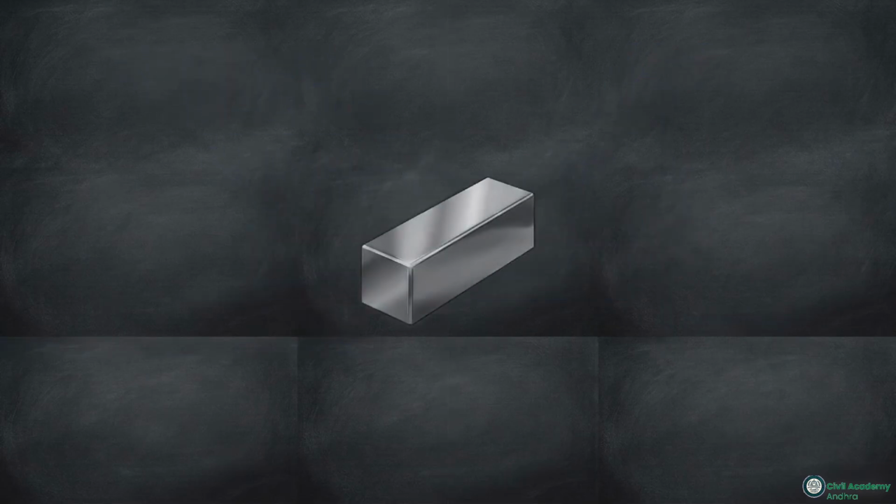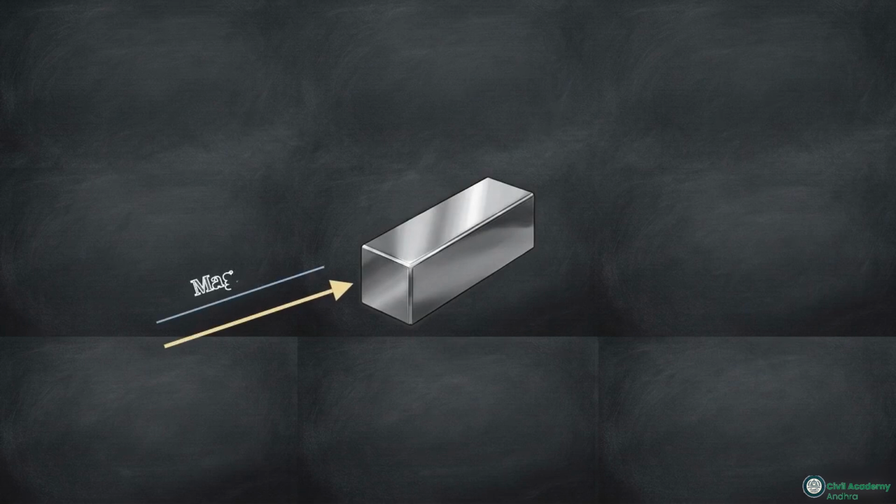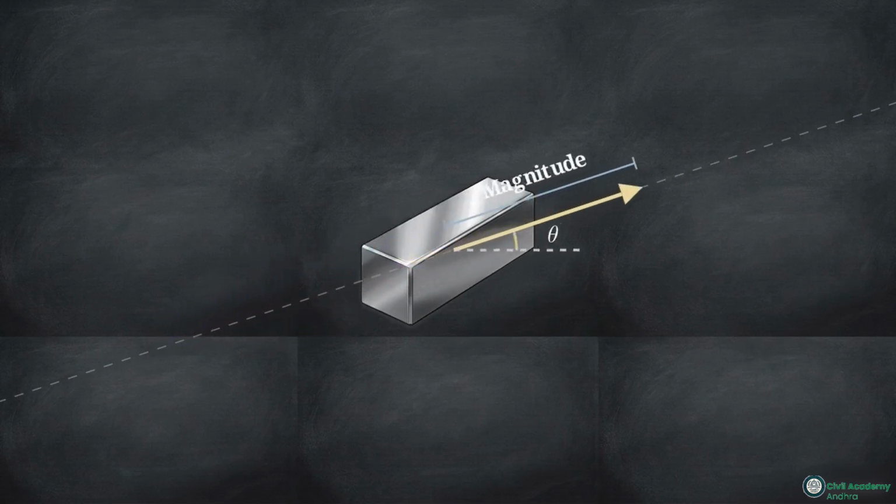A force vector has four parameters: magnitude for size, direction for angle, point of application, and sense indicating a push or pull. These establish the principle of transmissibility. You can slide the vector along its line of action without changing its net external effect.